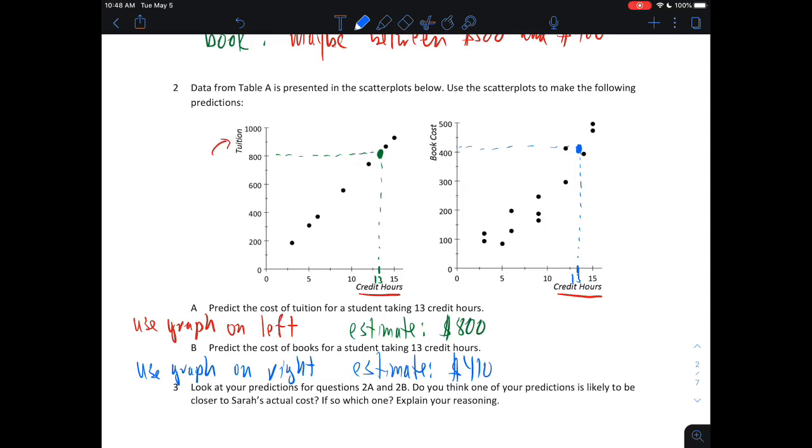Notice what we're doing here is not calculating things exactly. We are making predictions, we are making estimates. Things we do all the time when we're just basing off of a little bit of knowledge.